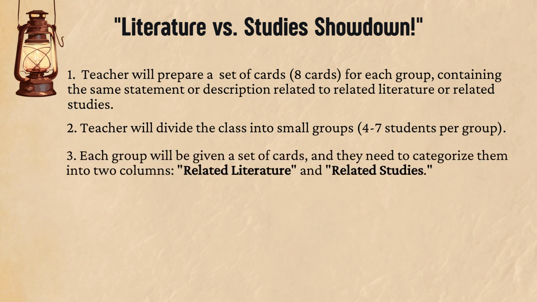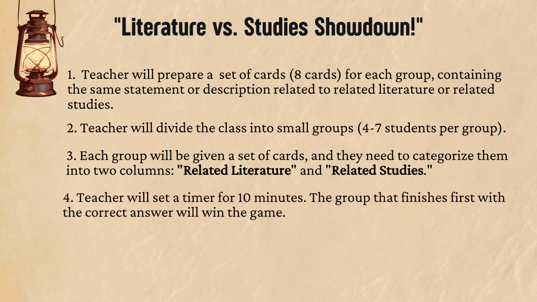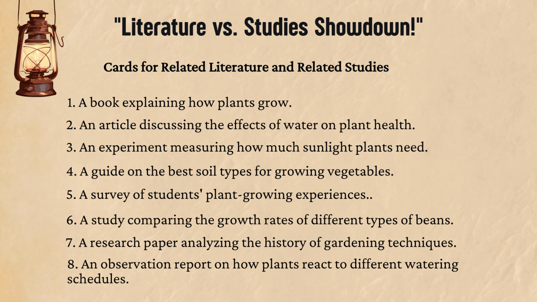Each group will be given a set of cards, and they need to categorize them into 2 columns, related literature and related studies. The teacher will set a timer for 10 minutes. The group that finishes first with the correct answers will win the game. Finally, your teacher will check and process the output. Here's the content of the cards for related literature and related studies.